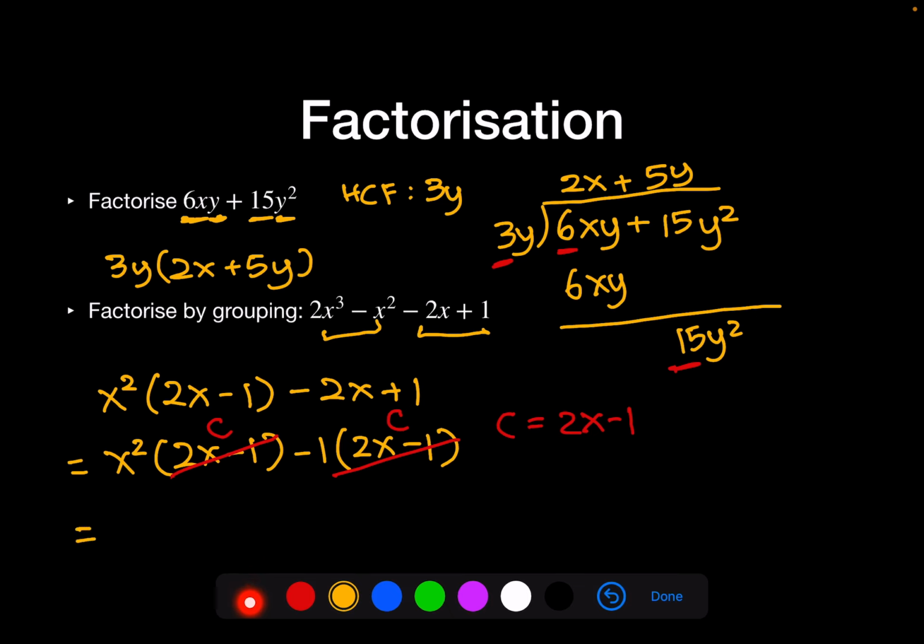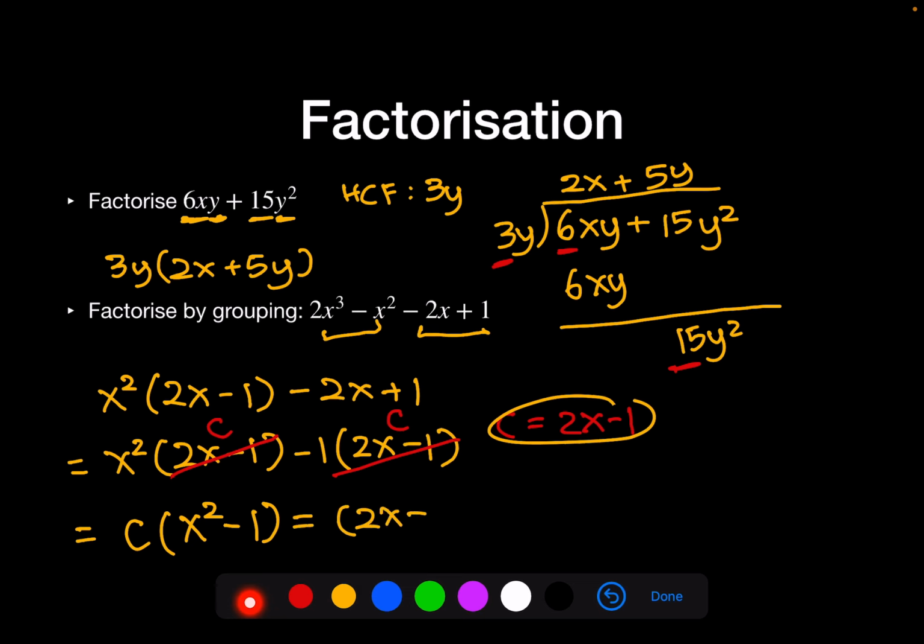So we have that is equal to, you factor out the c, and then that is x squared minus 1 inside the bracket. But of course, c didn't exist in the original question, so we have to substitute this value back in. So that gives you 2x minus 1, which is c, and then multiplied by x squared minus 1. So that's our final answer.